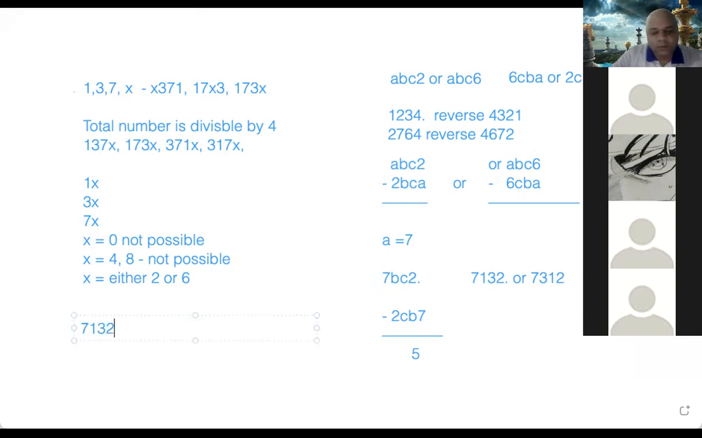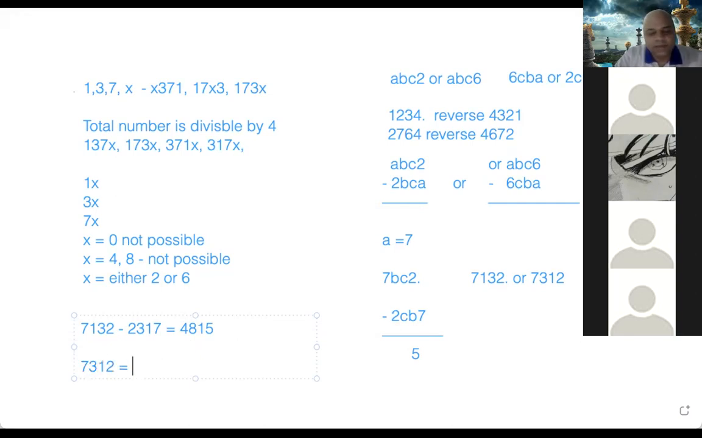7132 minus 2317. How much is this? 12 minus 7 is 5. And 2 minus 1 is 1. And 1 minus 3 is not possible, so 11 minus 3 is 8. And 6 minus 2 is 4. So this becomes 4815. This is not the number, because they have given you the number. So it is not this. What is the other possibility?